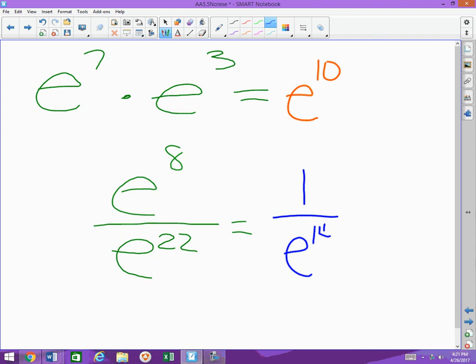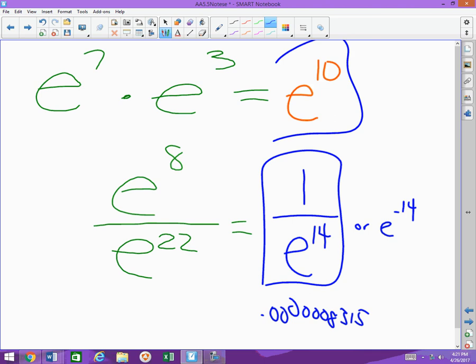Here we have E to the 8th over E to the 22nd, which would be 1 over E to the 14th. Or you can say E to the negative 14 unless it tells you to have positive exponents. And so E to the 14th is 1,202,604, but because it's 1 over, we would have to flip that. And then you're going to get 0.000008315. But I think in your assignment you just have to simplify to something like that if you're given it.